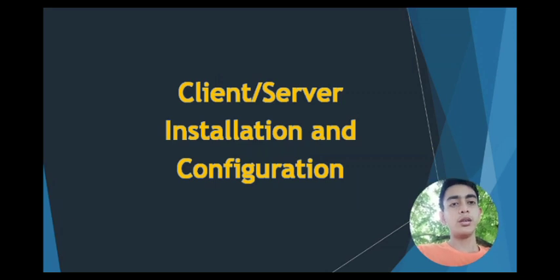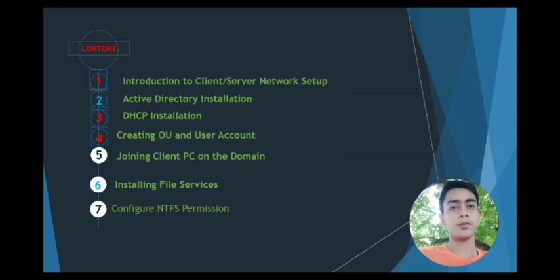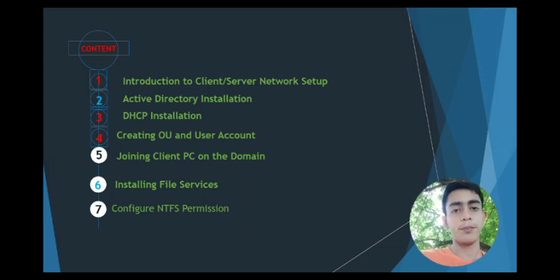So this is the topic, client server installation and configuration. So the content is: introduction to client server network setup. Number 2 is Active Directory installation. Number 3 is DHCP installation. Number 4 is creating OU and user account. Number 5 is joining client PC on the domain. Number 6 is installation of file services. Number 7 is configure NTFS permission.